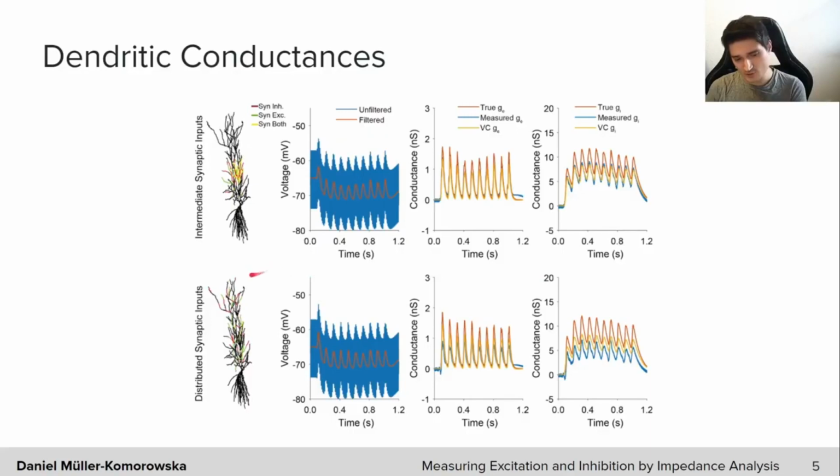Now, when we distribute the synapses, with some of them being very distal, very far away from the soma, the signal we measure is still highly correlated with the true conductance. It slightly underestimates the magnitude though compared to voltage clamp. However, it still follows very reliably the ground truth conductance.